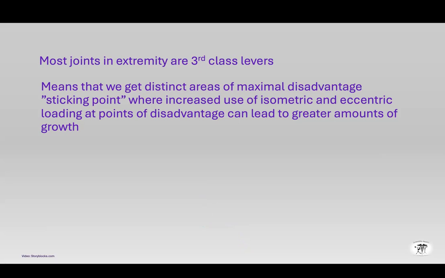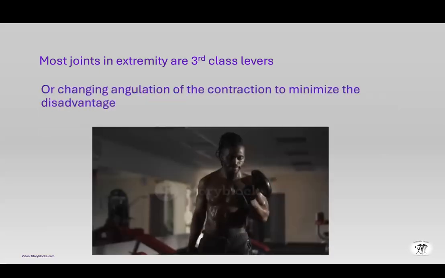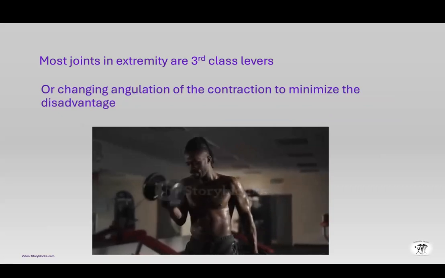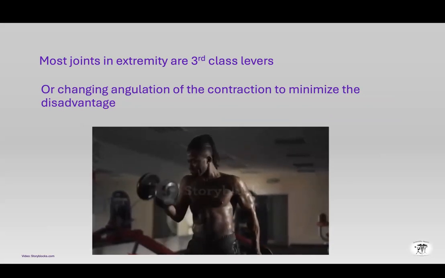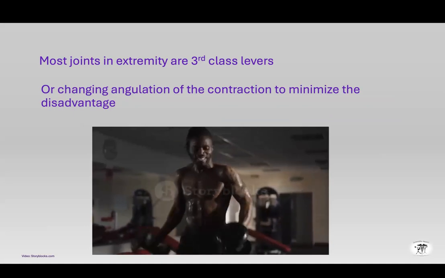And so one of the things we can do is use that point as an isometric load point, or we can use that point within the mid-range as an eccentrically loading point. Because it provides the greatest disadvantage, we have the greatest potential for mechanical overload and thus mechanical growth factors to be stimulated, meaning we can produce the greatest amount of muscle growth, if we were to load within those mid-ranges more than at the very top or at the very bottom of the motion. The other thing we can do is change the angulation by which we attack the muscle, and by changing the angulation, we reduce the mechanical disadvantage that we might have in those mid-range points.